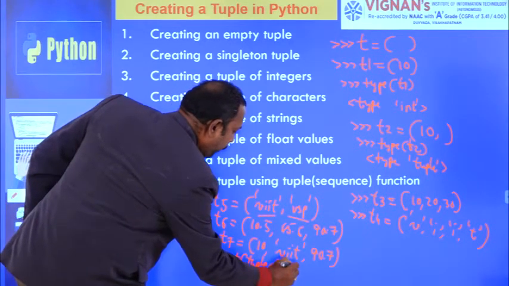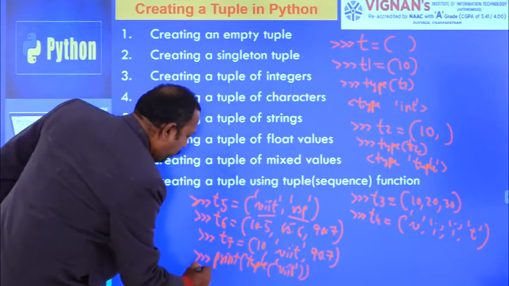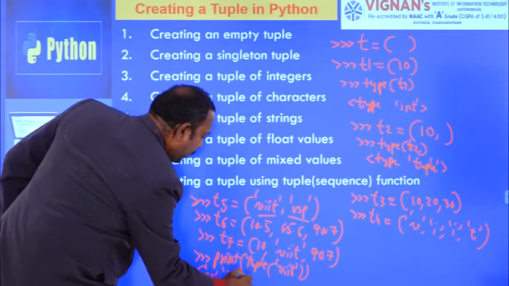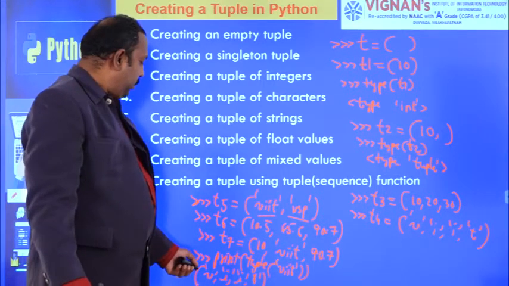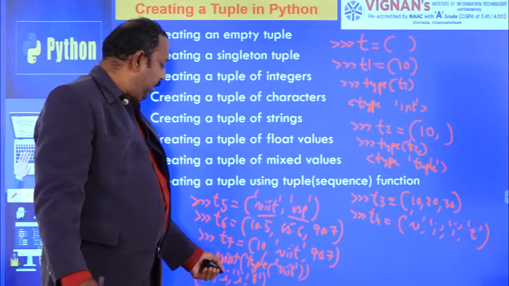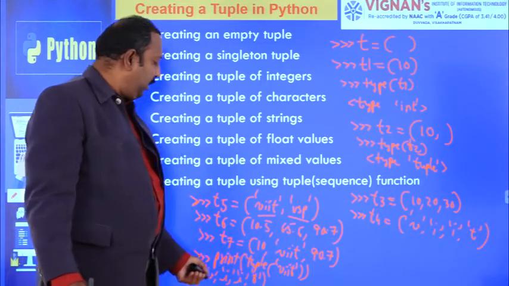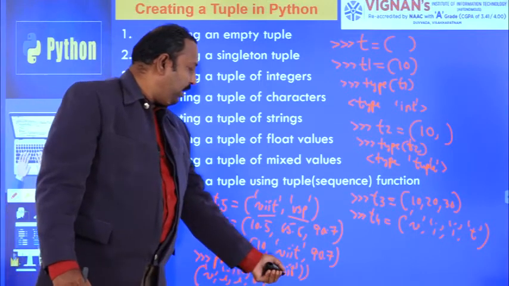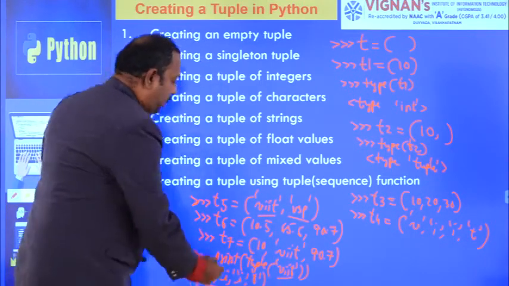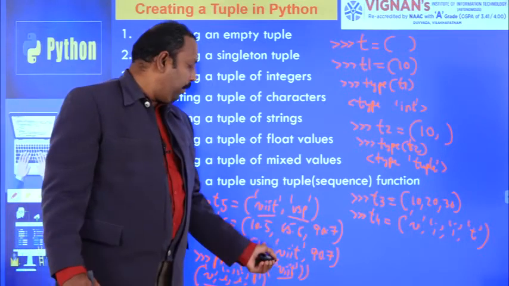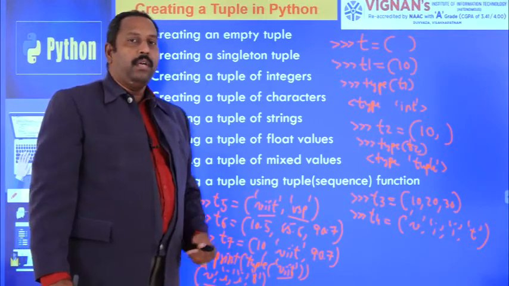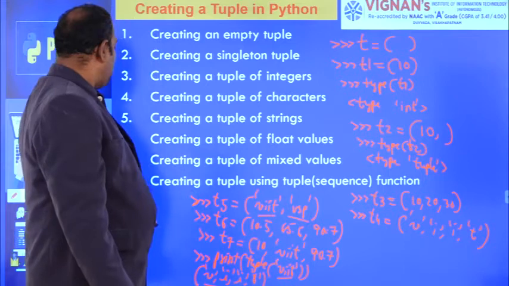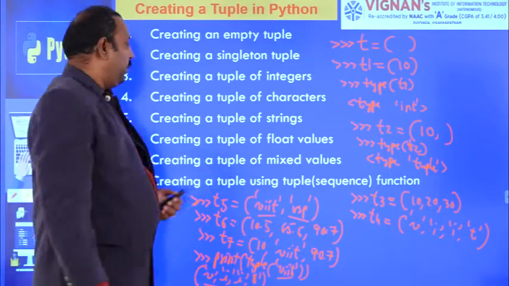suppose VIIT is given, then you will get the output as V as the first element, I as another element, T as another element. Like this you will get the output. So this is a tuple consisting of first element V, next element I, next element T. It will take input as a sequence and it returns the tuple. So creating a tuple using tuple sequence. Not only a string, any type of sequence can be used as an argument for the tuple function. So these are the 8 different ways of creating a tuple in Python.